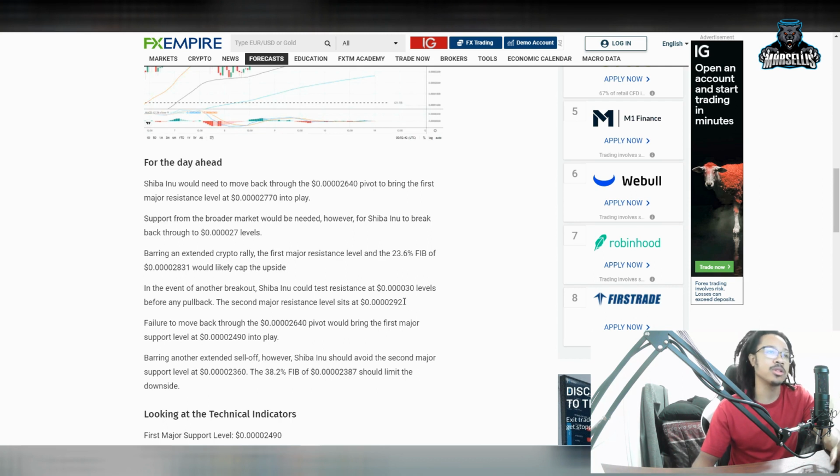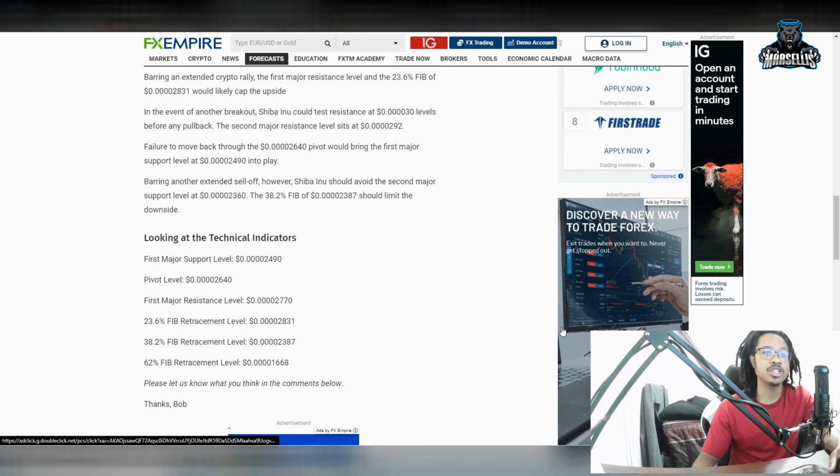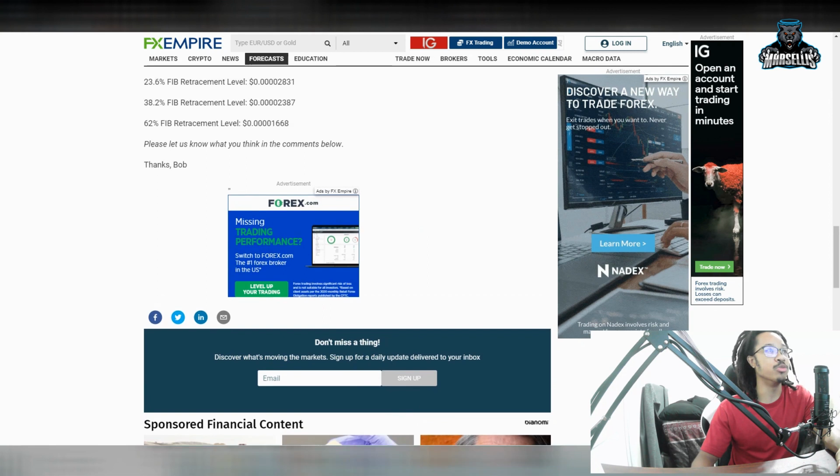When you look at what they're focused on, they're saying stuff like Shiba Inu would need to move back through the 2640 pivot to bring the first major resistance level. We're way past that. So I'm looking at Sheep to get past 30, 0.00030. So we're getting past that, and then getting past the 35 level, or first the 32 level, and then the 35 level, and then eventually up to 40, which will bring Sheep to new all-time highs. And really, we have this forming up right now. So Sheep is definitely going to do some huge movements right now.